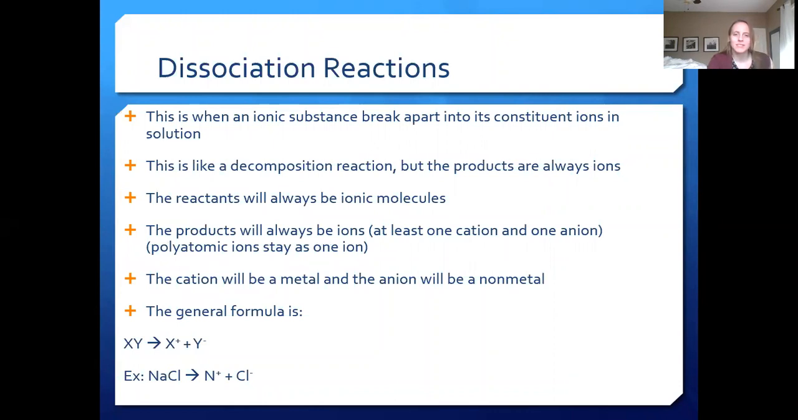Dissociation reactions, those are when ionic substances, including bases that have OH, break apart into the ions that make up that ionic compound. So for instance, if you take normal table salt, NaCl, you can break it down into an Na+ and a Cl-.